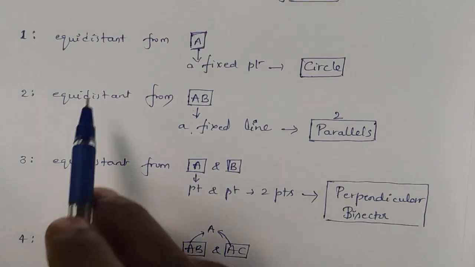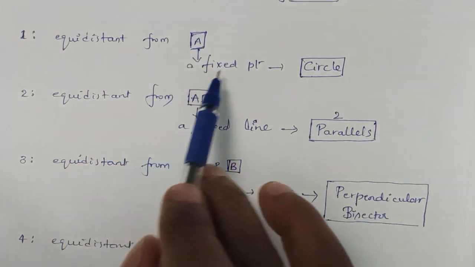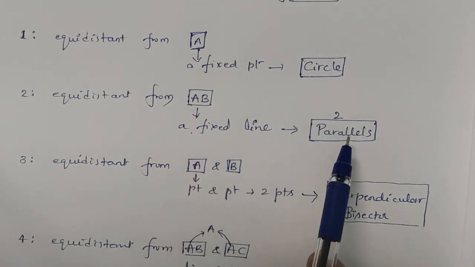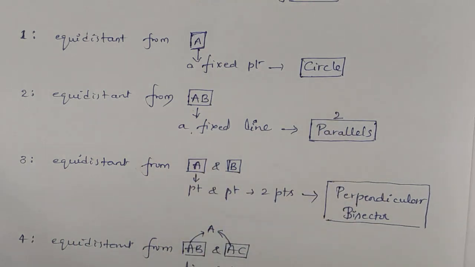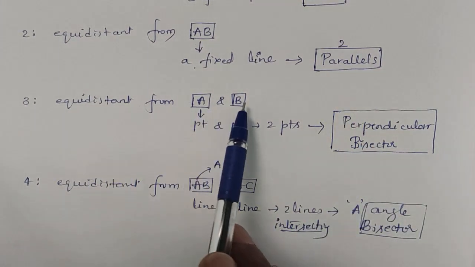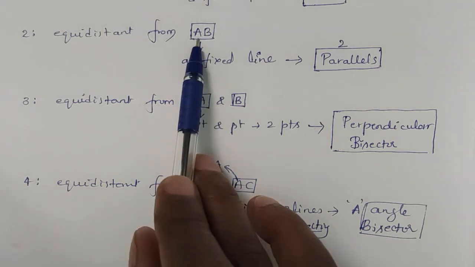I repeat once again. When a single point is given, draw a circle around the point. When a single line is given, draw two parallels above the line and below the line. I will show you in problems how to draw parallels. Equidistant from A and B, when two points are given, A and B together, like this, that is the line.